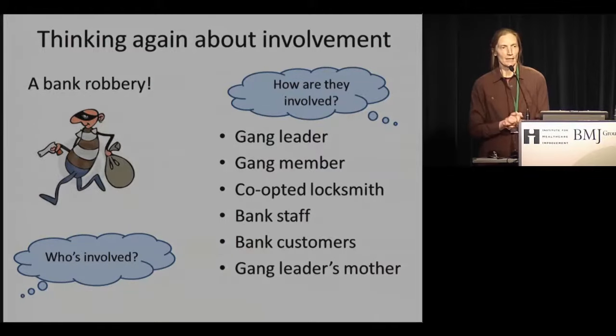A bit of a way into the planning, they identify, oh, none of us knows how to get into the safe. So they co-opt a locksmith, a safe specialist, who at first signed up to the enterprise but is a bit uneasy with the other gang members to start with, although he gets more familiar with them as time goes on, and he unlocks the safe. Fairly crucial contribution to the robbery. How would you say that person was involved? Was he involved to the same extent, in the same way as the other people who contributed to the robbery?